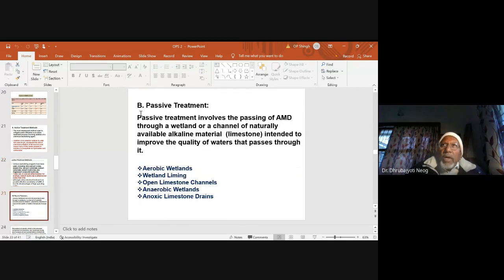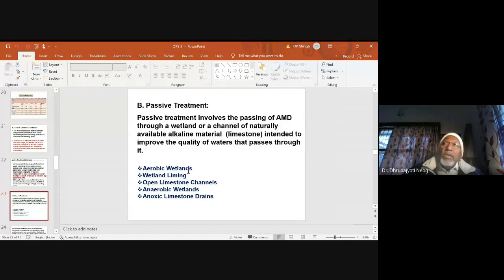So another method of neutralizing the acidity of acid mine drainage is passive treatment, which involves passing of acid mine drainage through a wetland or a channel of naturally available alkaline material like limestone. And this way, we intend to improve the quality of water. We neutralize the acidity, and then the neutralized water is released into the nearby rivers and streams. And this way, we are reducing the harmful effect of acid mine drainage. Different methods are available in passive treatment.